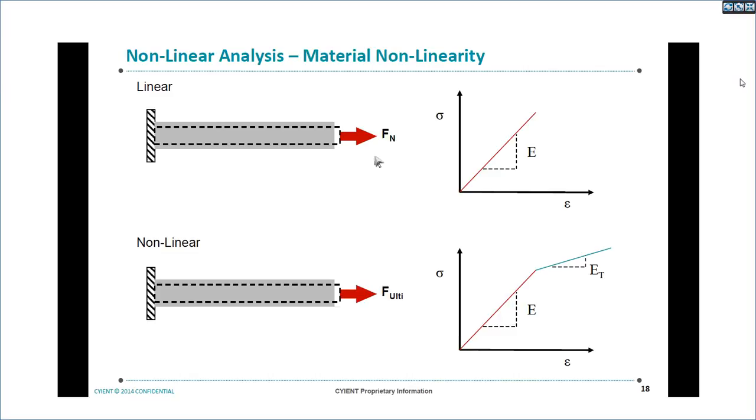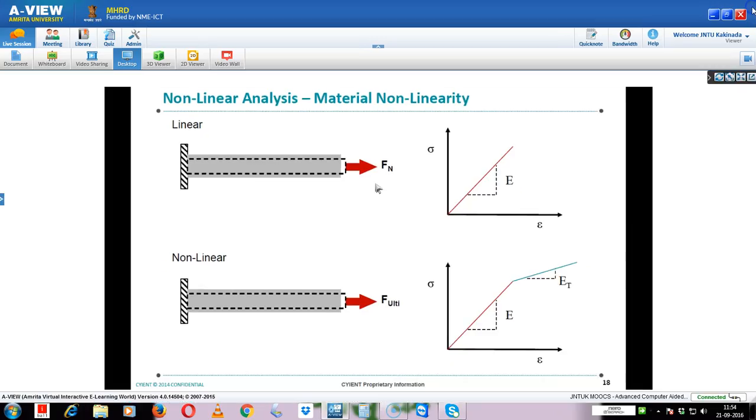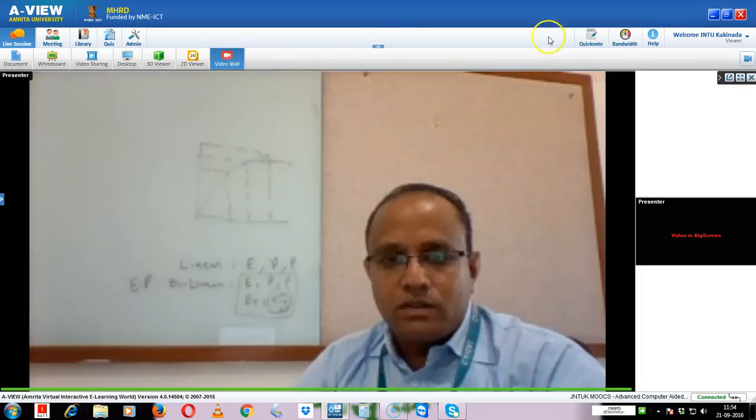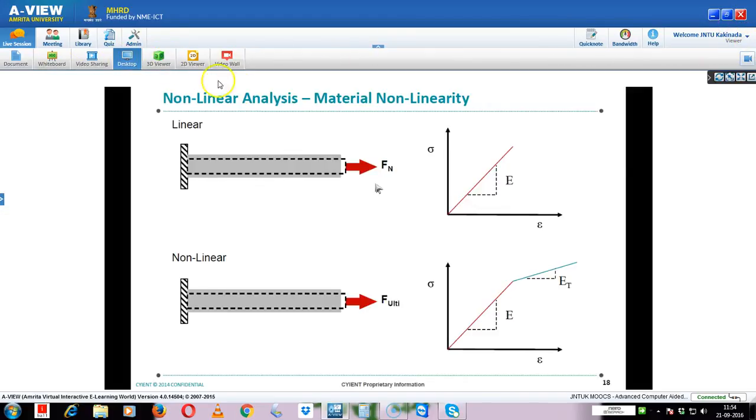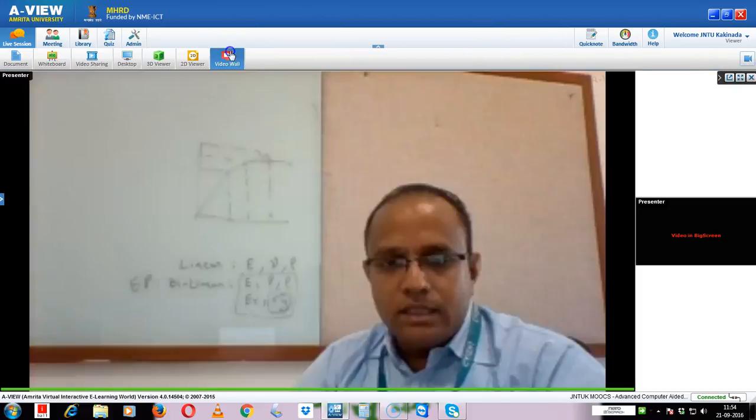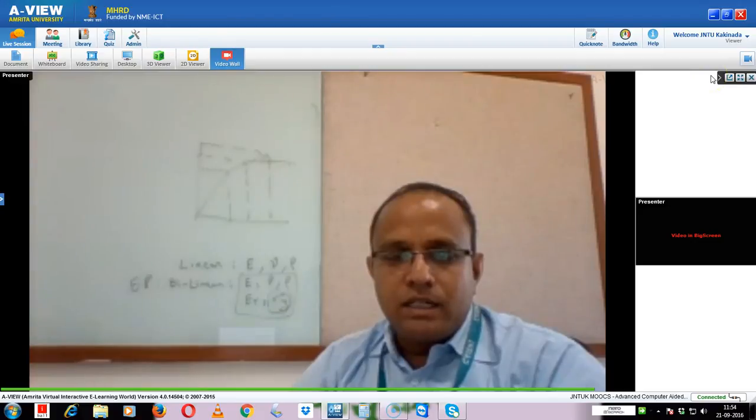So the question comes of when we need to use nonlinear. The nonlinear condition can be used when a component is subjected to ultimate loads. Ultimate loads happen once in a while. For example, if we take aeroplane engines, typically these aero engines are subjected to ultimate loads such as fan blade out.